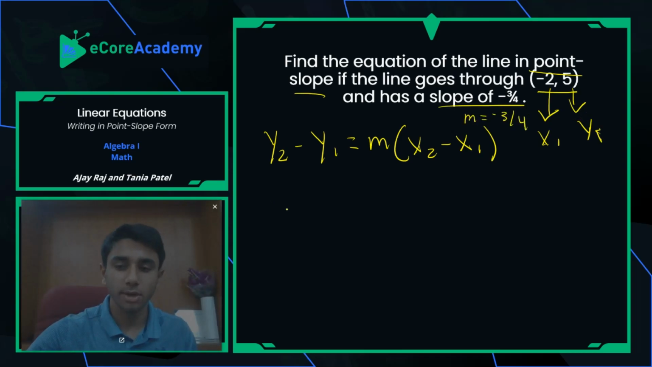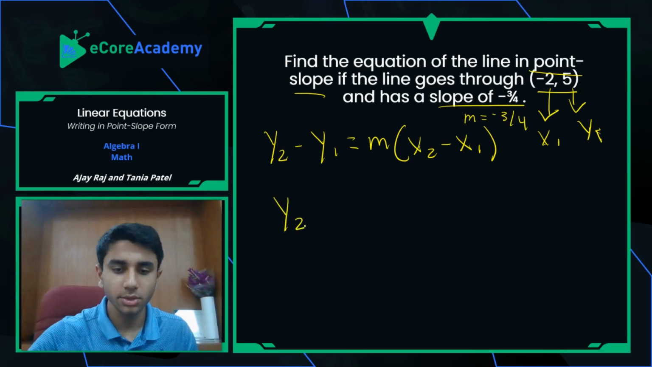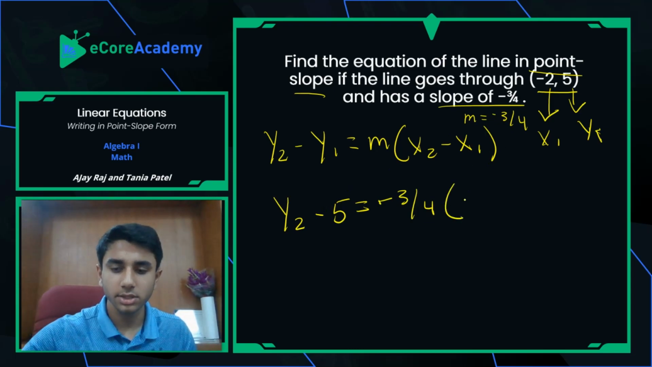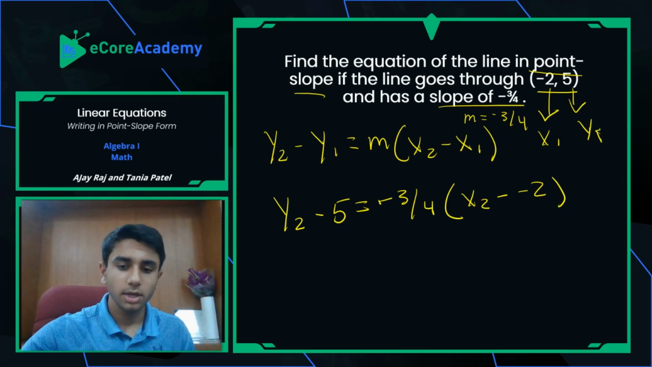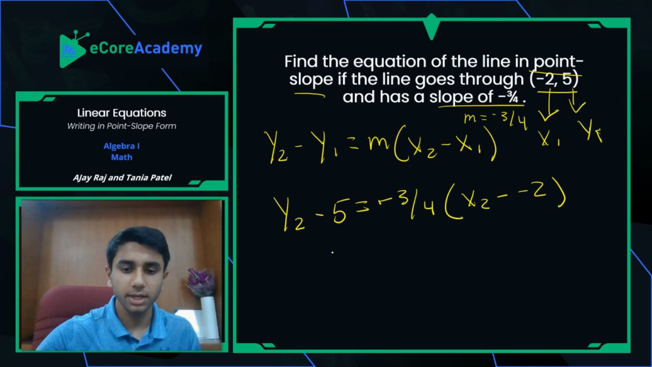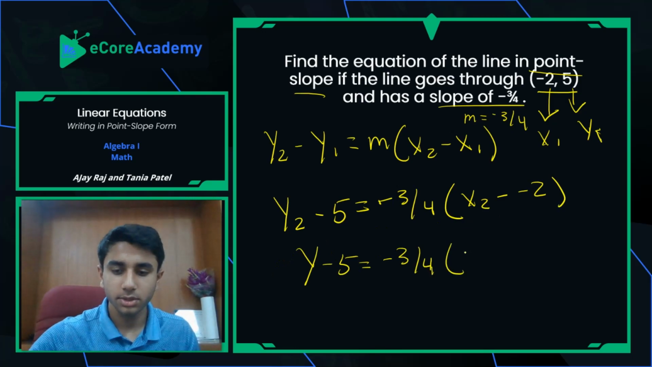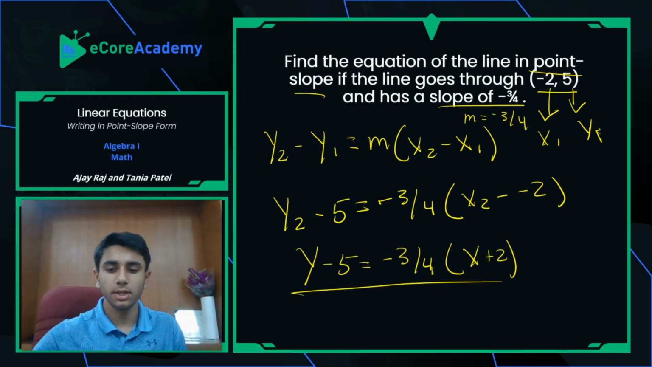So once we're given that, we can start plugging that in. y2 minus our y1 of 5 equals -3/4 times our x2 minus -2. And then we can simplify this further on the right hand side, so we get y minus 5 equals -3/4 times x plus 2. So that's our point slope form final answer right there.